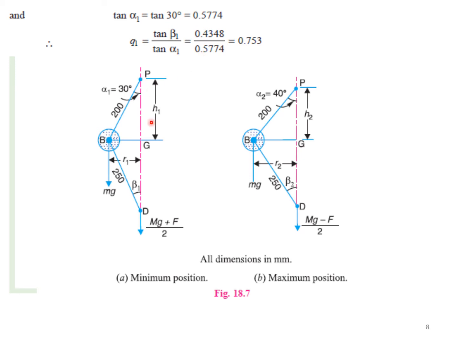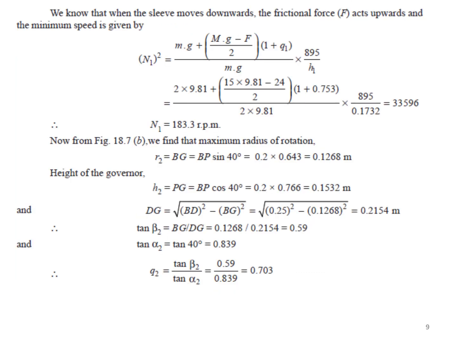You can see both upper arms and lower arms are of different length. Alpha 1 and alpha 2 are given. Alpha 1 is 30 degrees, alpha 2 is 40 degrees for minimum position and maximum position respectively. Now we find out the value of Q2. Before that we will be finding out the value of N1.